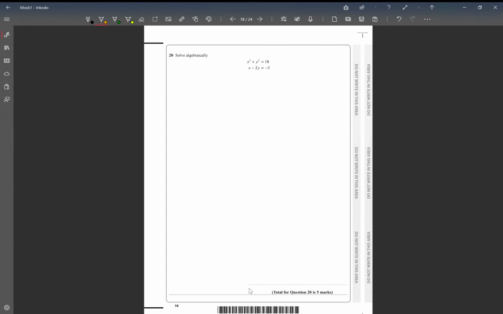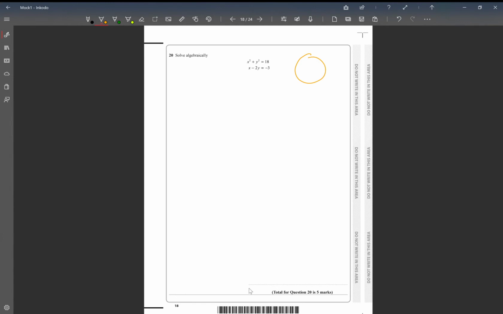Okay, here's a question, a simultaneous equation question. You can spot it by the fact there's two equations, and it just asks you to solve, basically, so you're finding values where they're both true. I'm going to have a little bit of explanation on this.